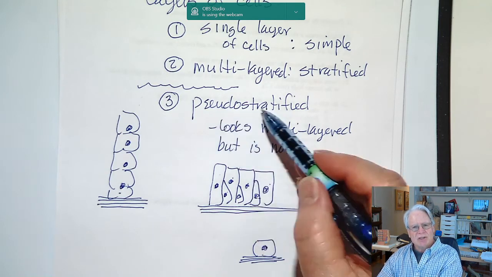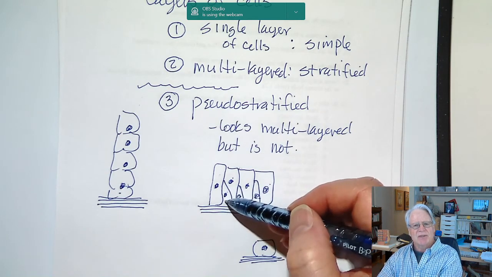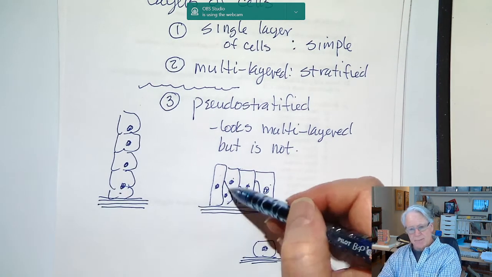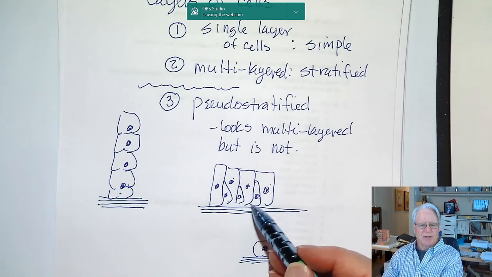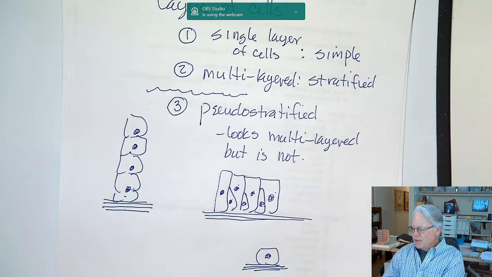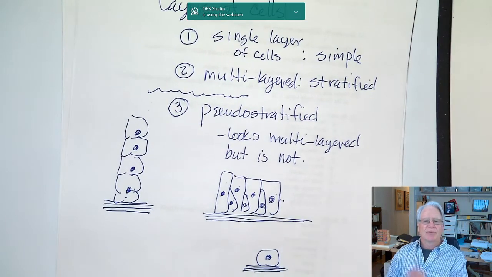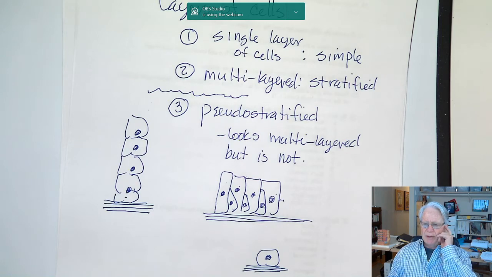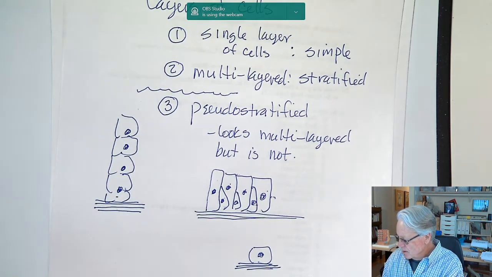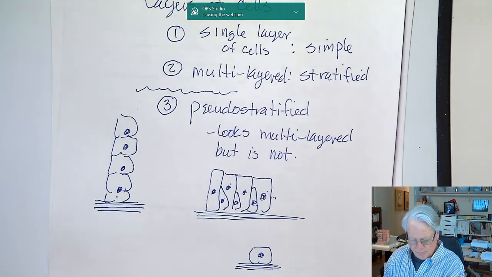It only looks like it's stratified because some of the cells do not reach the apical surface. They are shorter than the others. Okay, and that is pseudostratified. All right. This is a difficult one to spot through the microscope. You really have to develop a good eye for that and get lots of practice. We'll talk about that later. All right?